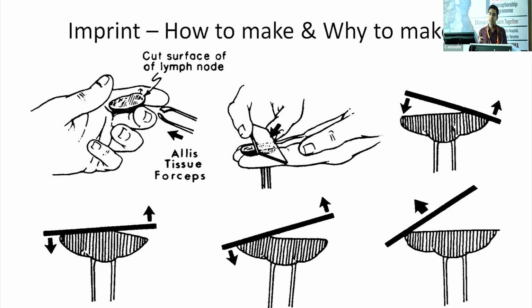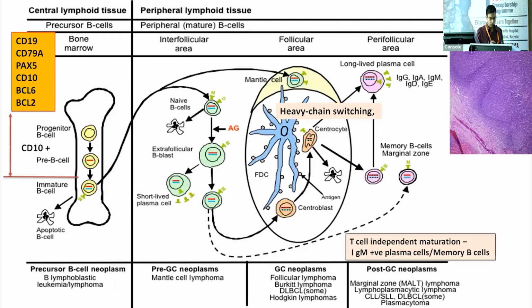So imprint smears can also be done for a diagnosis of lymphoma. And later on, after making the imprint smear, the lymph node can be routinely processed. It should be fixed in 10% formalin, and later on it will be blocked and sectioned as usual. So this was a general part which I wanted to stress upon.